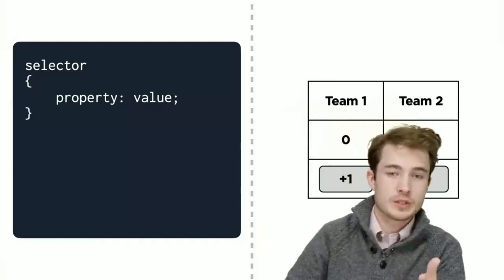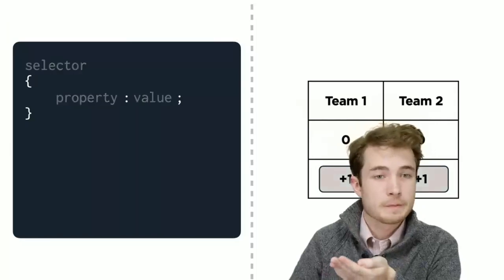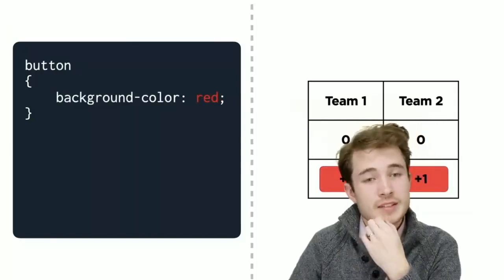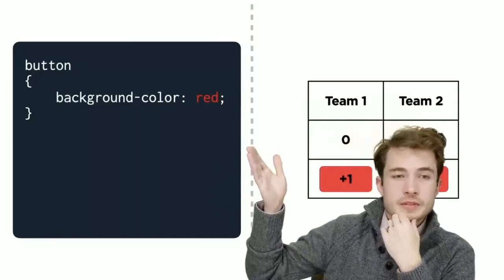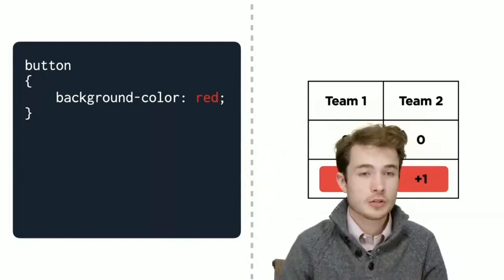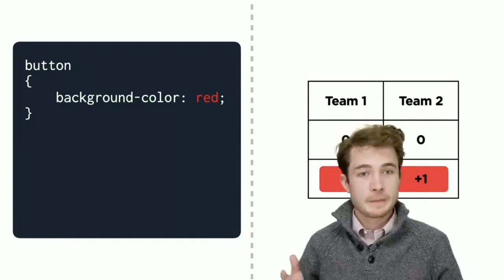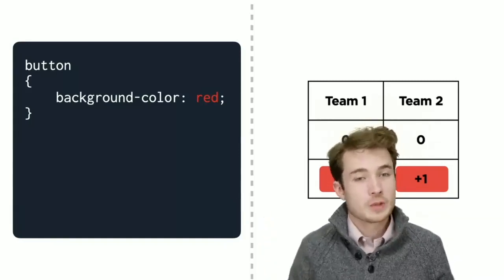So for example, let's take a look at this. Let's say I wanted to select all the buttons on my page. I could do it like this. I could say, select me all the buttons using just that plain old button syntax up top and change their background color, using this property defined for us called background-color, to be red. And now I would see behind me that my buttons are red.